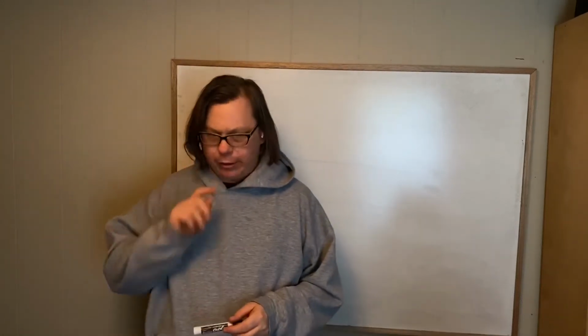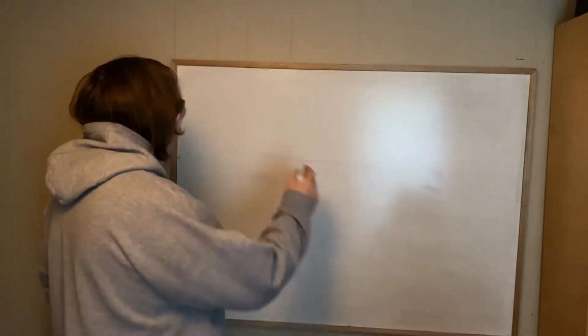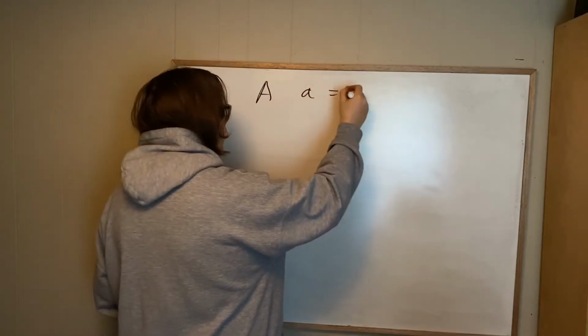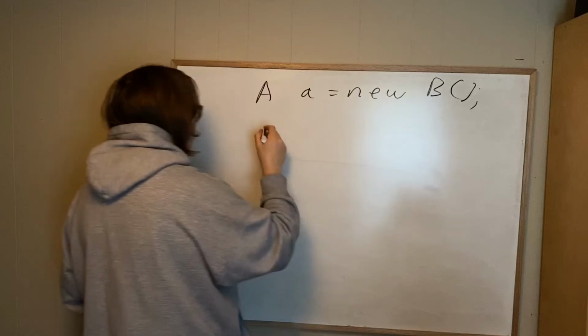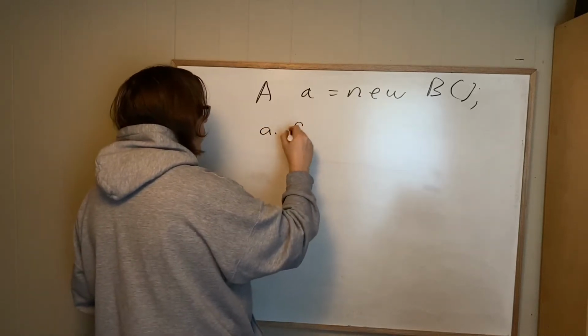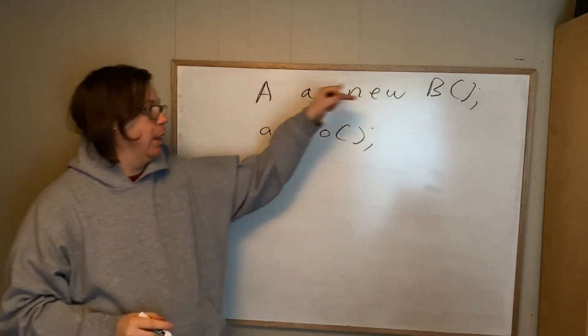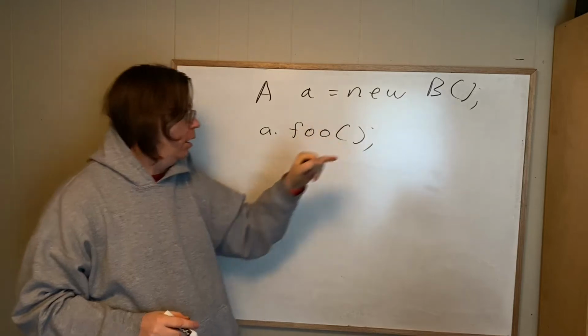Okay, so we're going to talk some more about polymorphism with this one. Just a really brief recap from last time. We had something like this. So we have an A, that's its static type. The dynamic type is B.